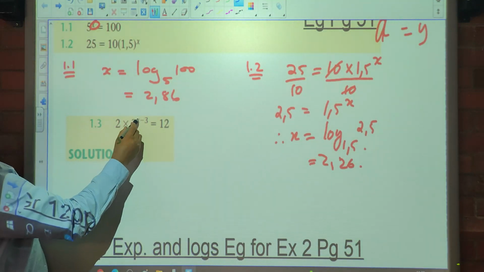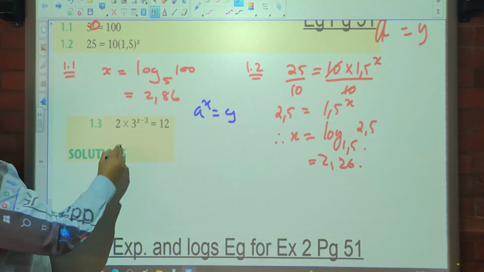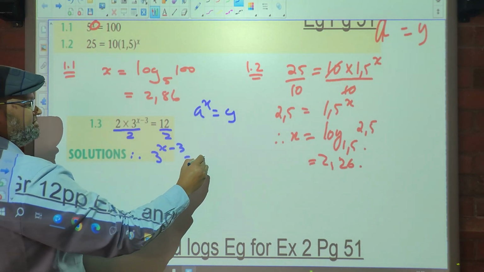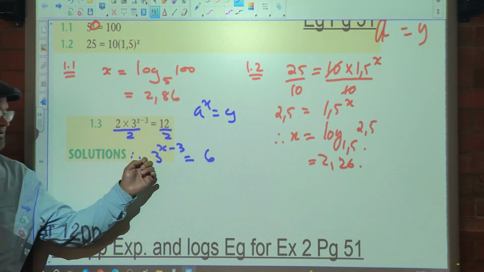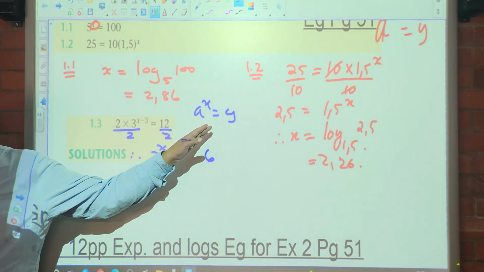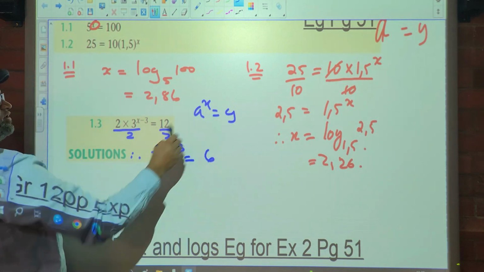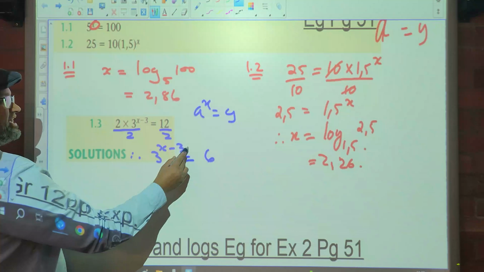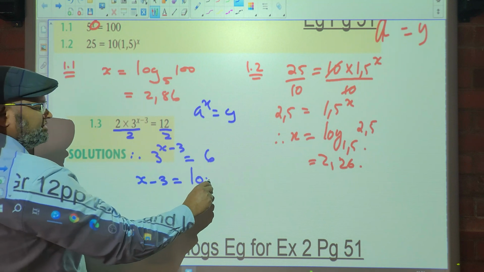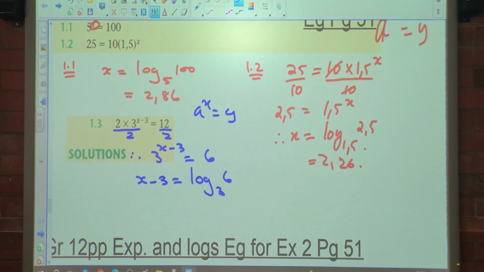So with 2.3, where do we start? I must get it in that form first, not so? A to the x equals y. So what do I do first? I divide it by 2. Therefore 3 to the x minus 3 is equal to 6. Can I write 6 as a power of base 3? No, not with a rational exponent, of course. So we write this now from exponential to log form. That will be the subject of the formula, not so? So x minus 3 is equal to log base 3 of 6, or log 6 base 3. That's how we say it.